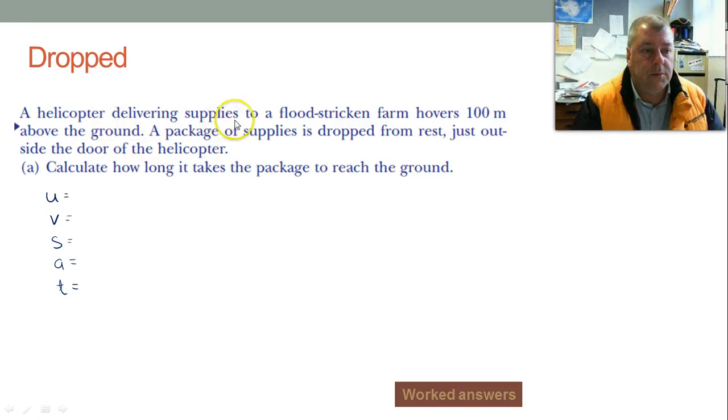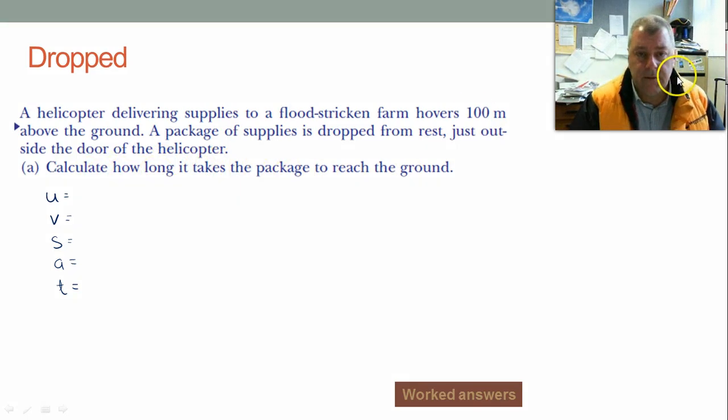A helicopter delivering supplies to a flood-stricken farm hovers at 100 meters above the ground. A package of supplies is dropped from rest just outside the door of the helicopter. So that's the scenario we were just looking at with the picture. Calculate how long it takes the parcel to reach the ground.